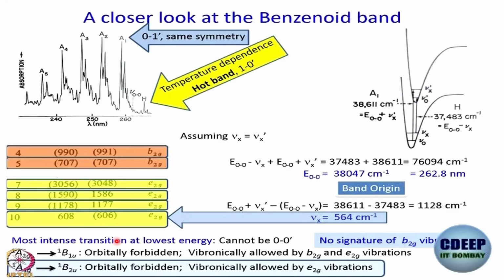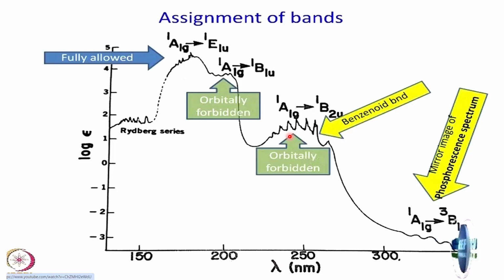And from there it has been told that this transition, the benzenoid band, is only due to this E2G vibration, and B2G and E2G is this one. Maybe let me show this assignment of bands.